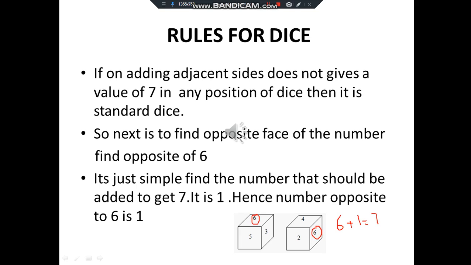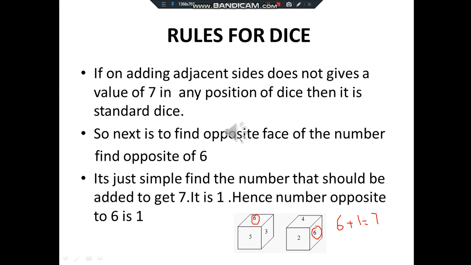Now, if your question is what is the number opposite to 4? In order to get 7, what do we have to add? Plus 3. On adding 3, we get 7. So opposite to 4 should be 3. So 3 is the answer. We need not check with the dice position given. Instead, add whatever number you need to get the value of 7.